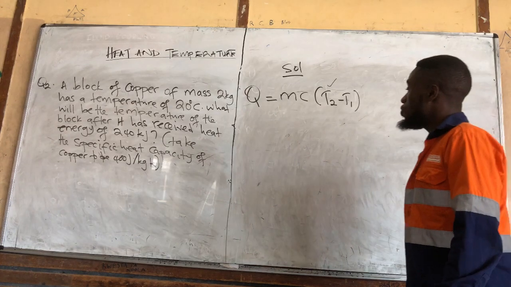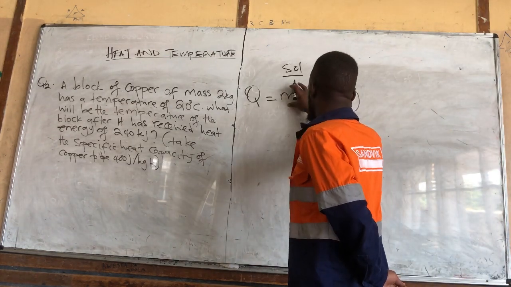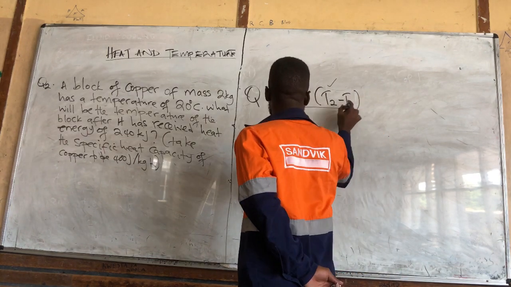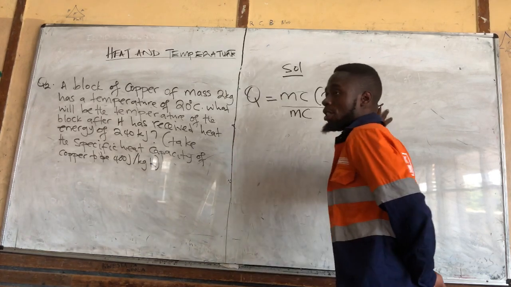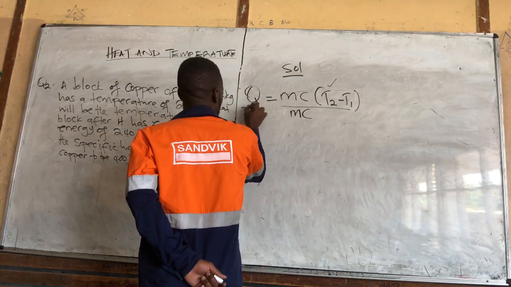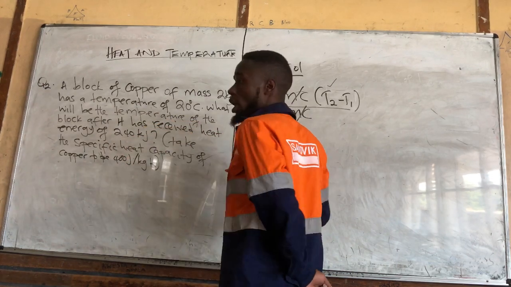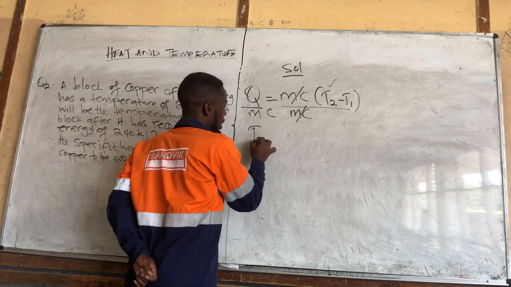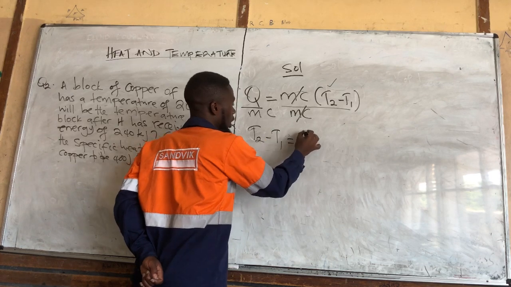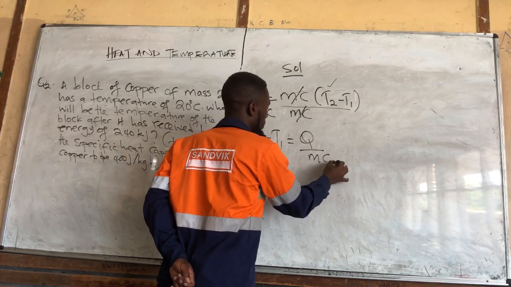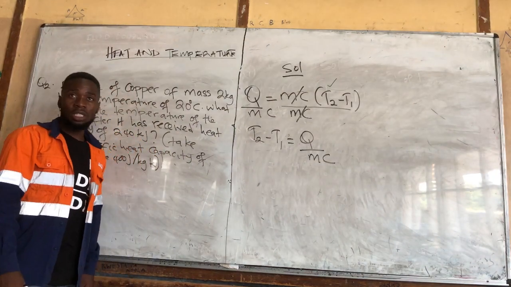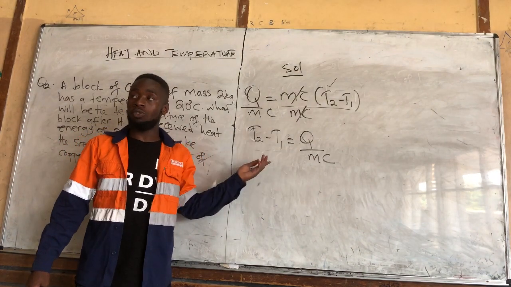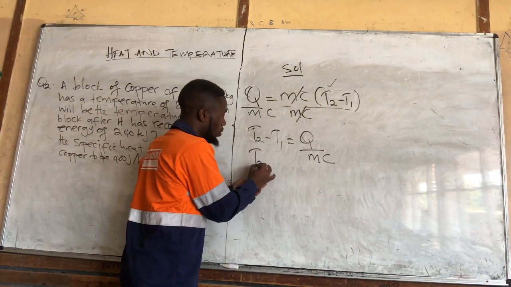The first thing, if we want to make T2 the subject of the formula, we can divide both sides by MC, because we want to remain with the change in T. This and this will cancel, so we remain with T2 minus T1 equal to Q over MC. Any question? So what's next here? I want to remain with T2, so T1 will go to the other side.